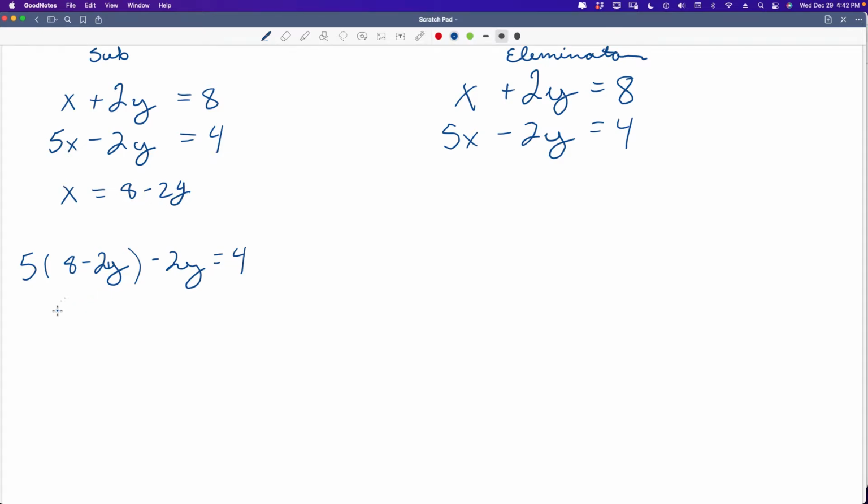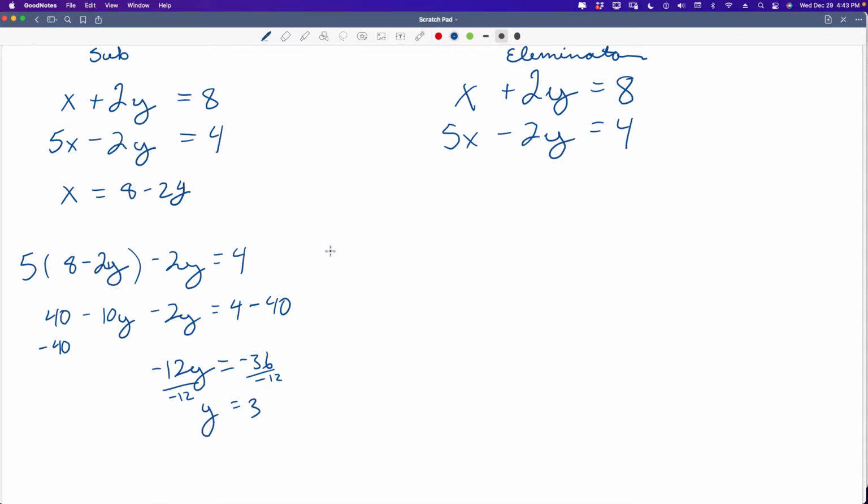Okay? So that'd be 40 minus 10y, because 5 times 8 and 5 times 2y, minus 2y is equal to 4. Okay, so we want the y's on this side, so that's a negative 12y. We're going to subtract 40 from both sides. Sorry, that's a 4, not a 40. Minus 40 over here. That's going to equal negative 36. So y, if we divide both sides by negative 12, then y is equal to 3.